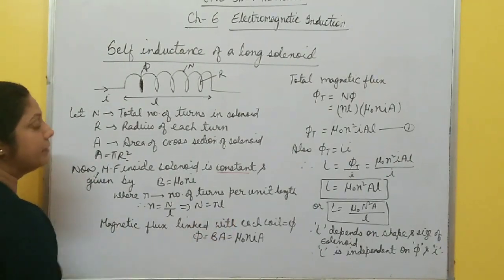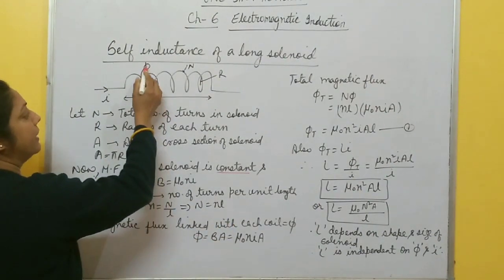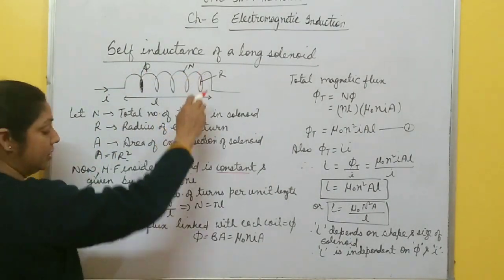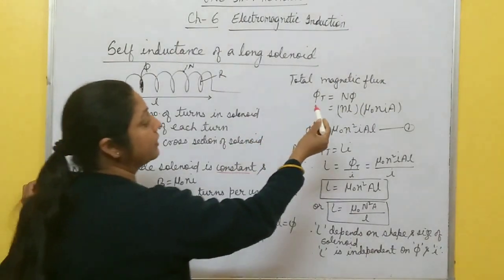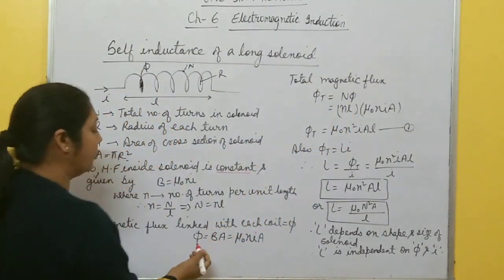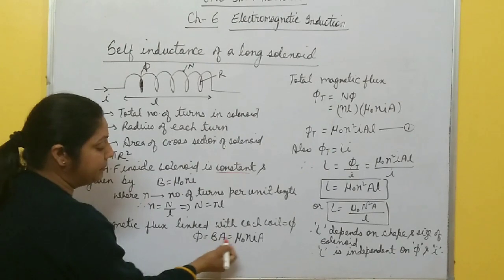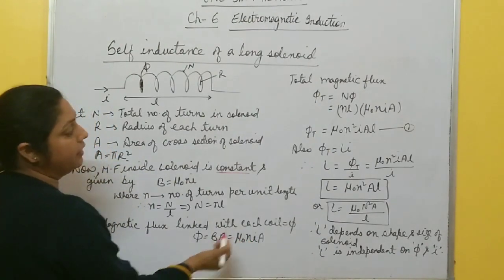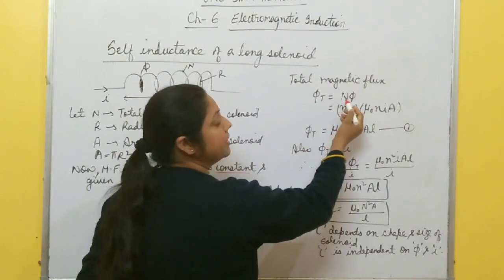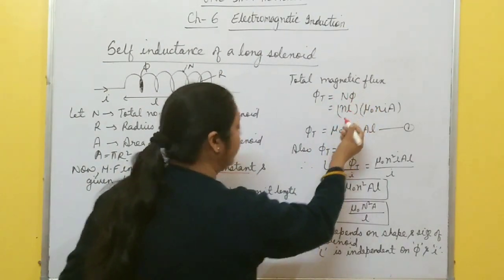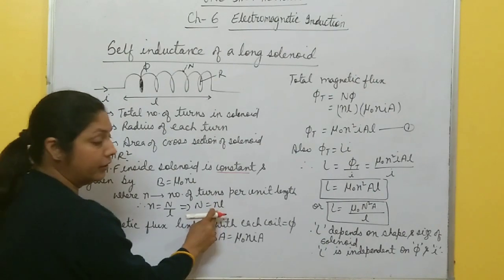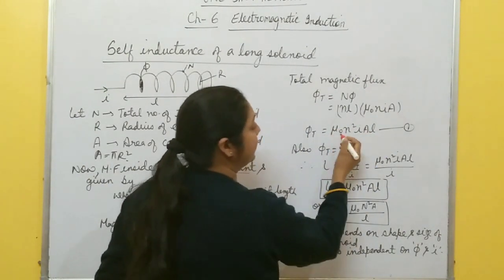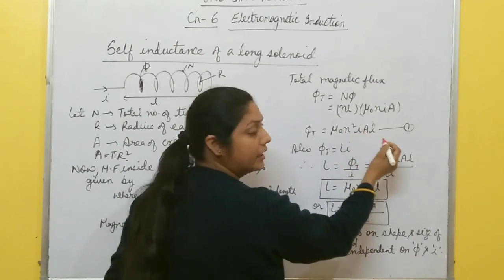Now, magnetic flux linked with each coil. Suppose the magnetic flux of each coil is phi and there are N number of turns. So the total magnetic flux is N into phi. Now phi is BA, and B is mu naught n i. So from here you write total magnetic flux is N into phi, where N is n into L, and phi is mu naught n i A. It becomes mu naught n square i A L.